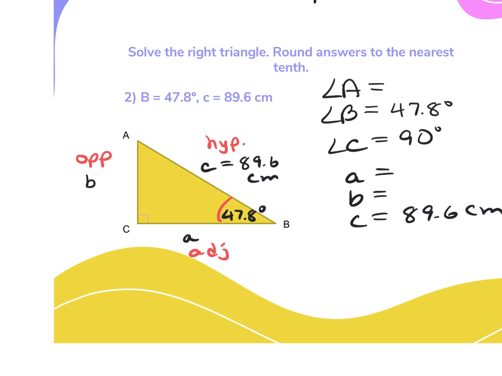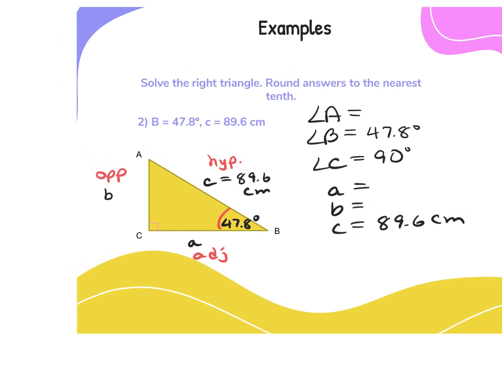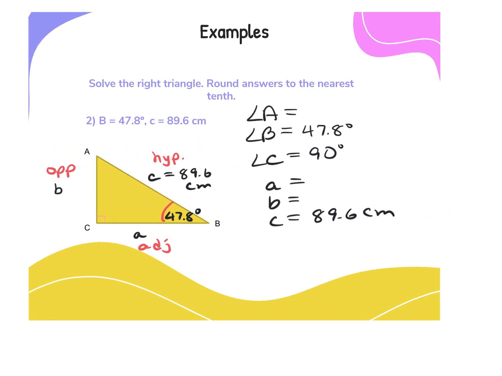So now I'm going to go ahead and find the acute angle first. I'm going to find angle A. That's the easiest one to do. All I have to do is take 90, subtract the angle they gave me. So 90 minus 47.8, and I get 42.2.